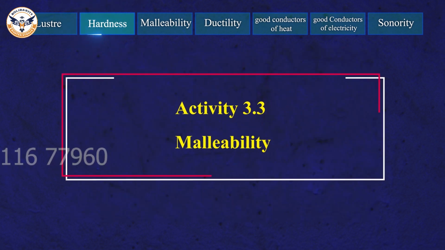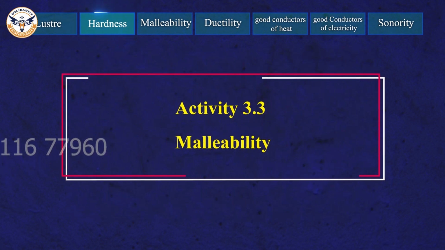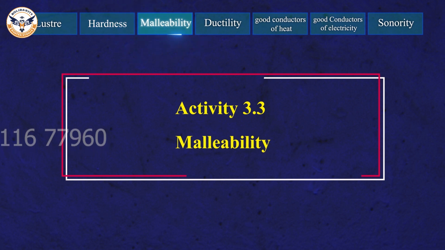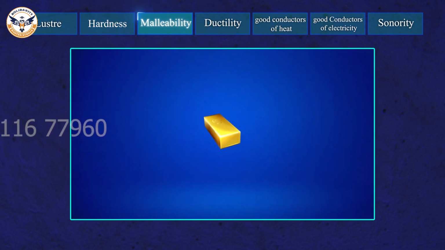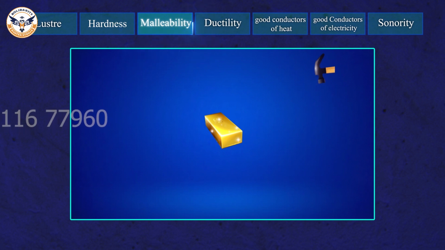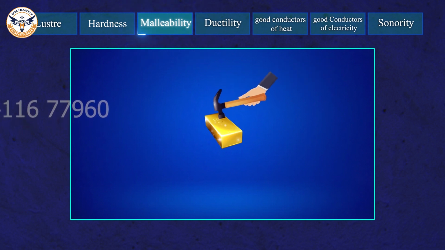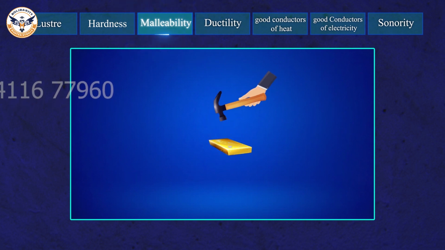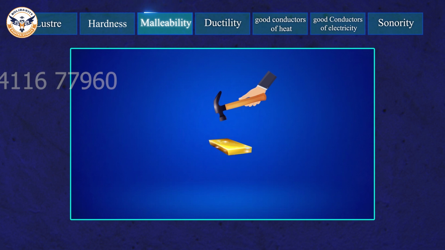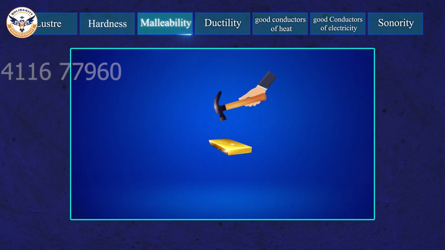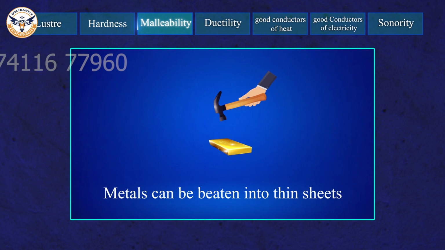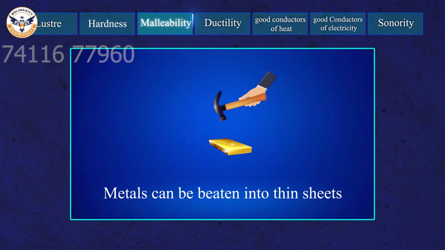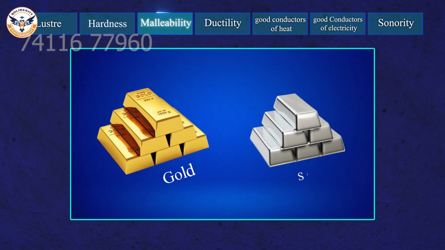Let's perform an activity 3.3 to understand malleability. Take pieces of metal. Strike it 4 or 5 times with a hammer. What do you observe? We can observe that there is a change in shape. From this activity we come to know that metals can be beaten into thin sheets. This property is called malleability. Here gold and silver are the most malleable metals.